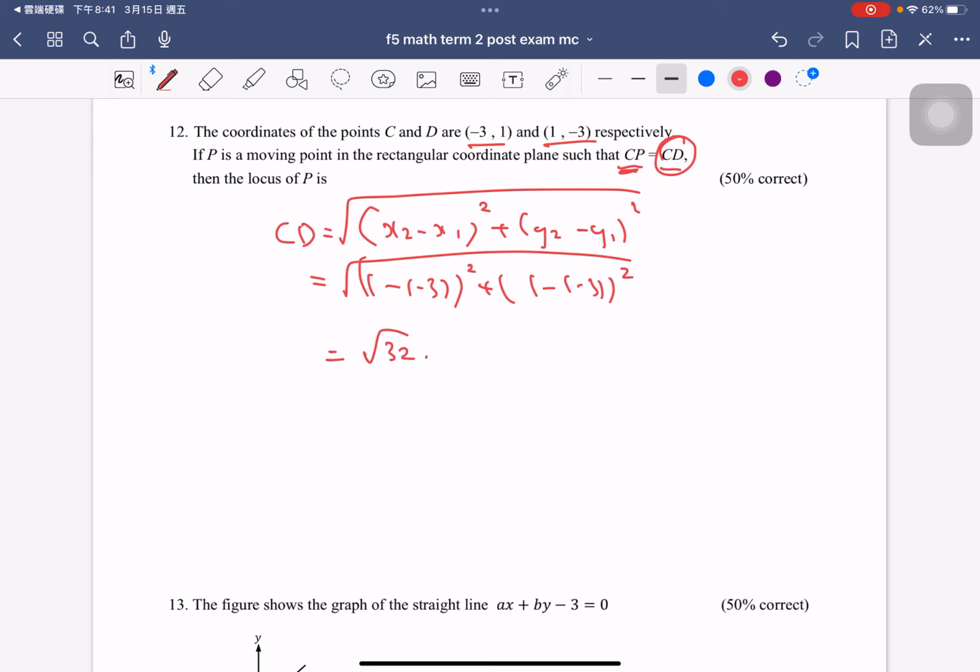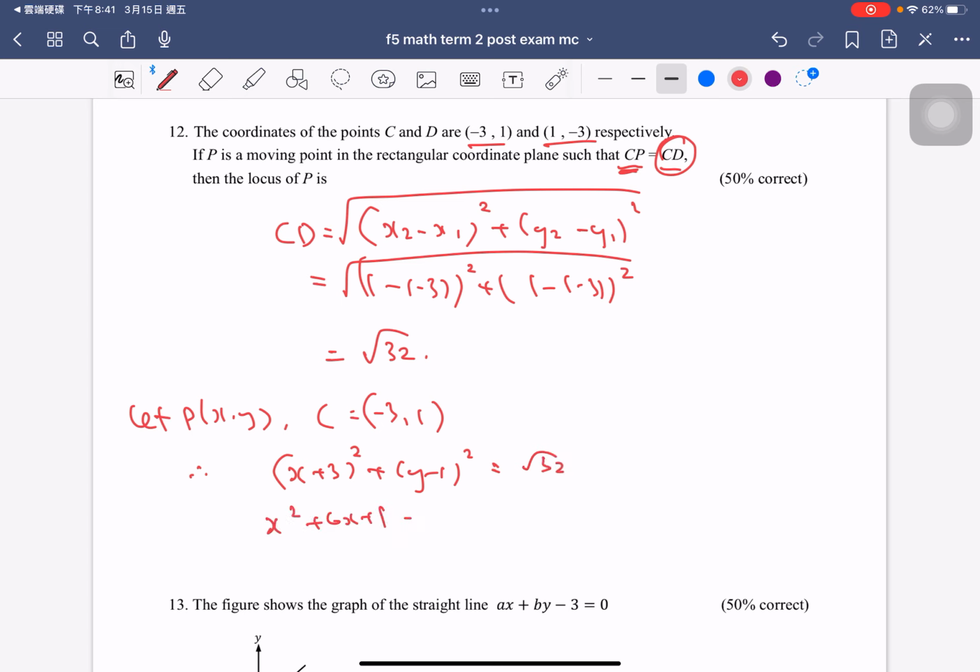So that's going to be the distance. And now we can say that for CP, what is going to be P? We can let P be (x, y). And C is equal to (-3, 1), so we can use the distance formula again. So we have the square root of (x plus 3) squared plus (y minus 1) squared equal to the square root of 32. So you can say x squared plus 6x plus 9 plus y squared minus 2y, sorry, plus 1, is equal to the square root of 32 squared.